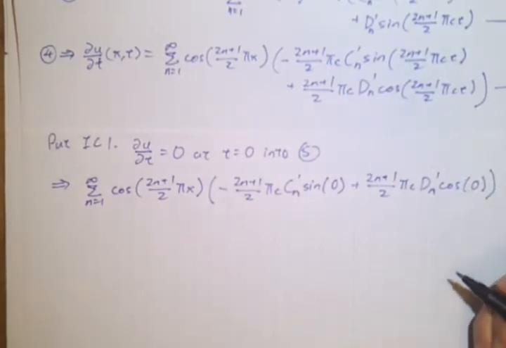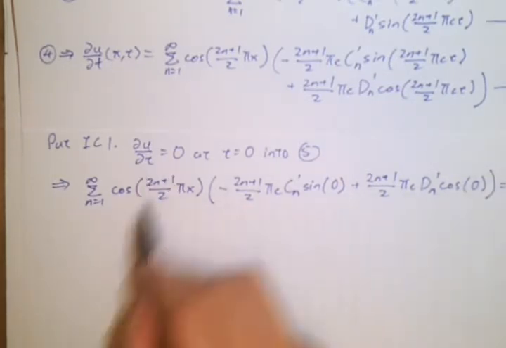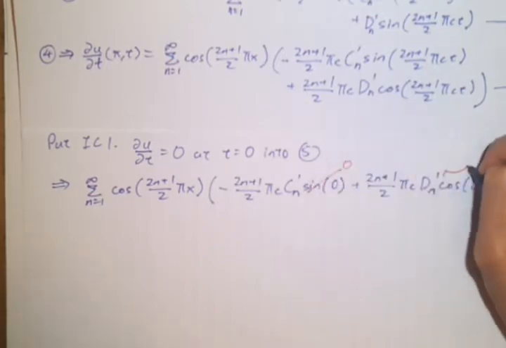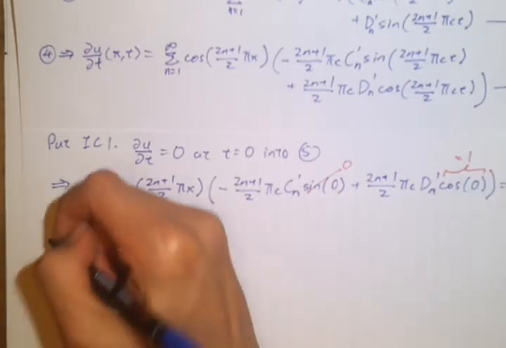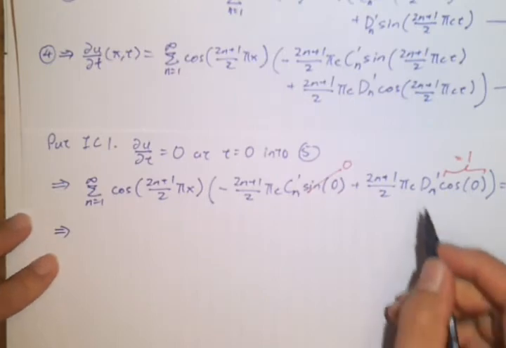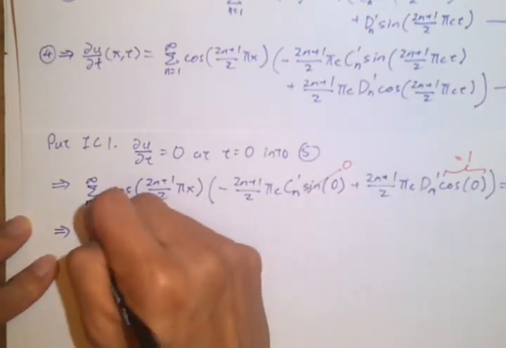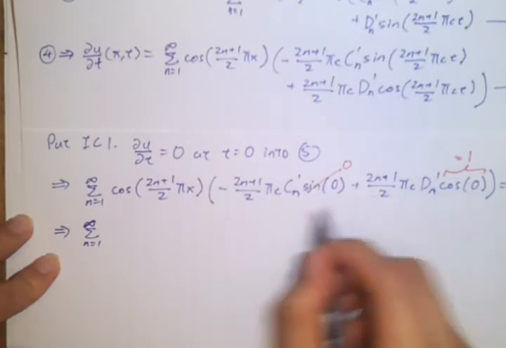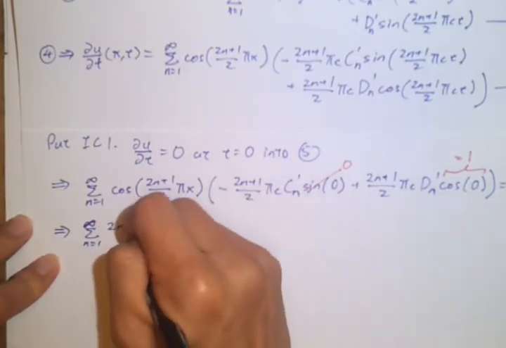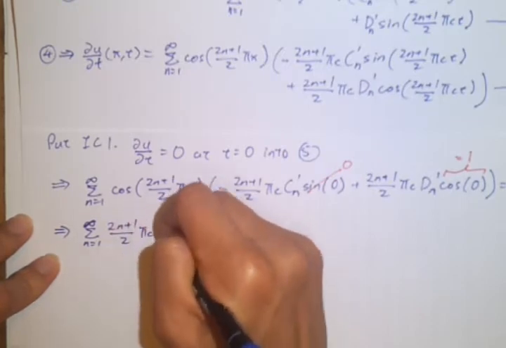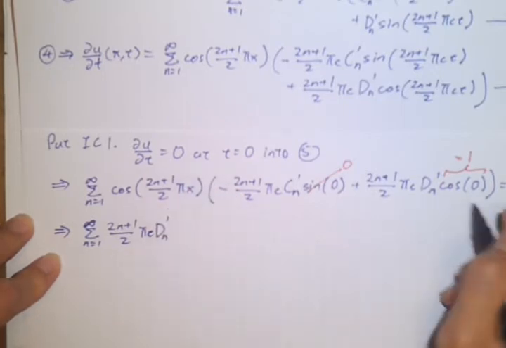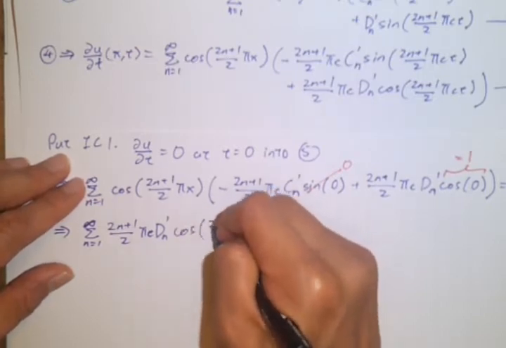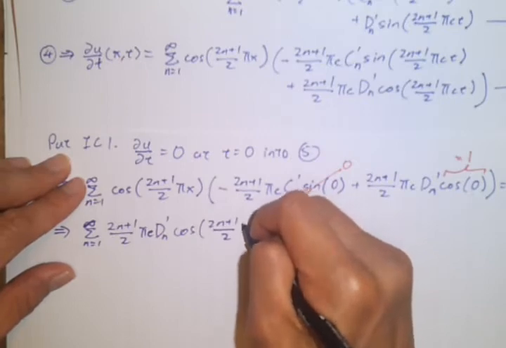Okay? And this has to be equal to 0, right? Okay, so again, sine 0 is 0, cosine 0 equals 1. So this means that I'm going to take these numbers out in front. So we have the sum to infinity of 2n plus 1 over 2 pi times small c dn prime, cos 0 is 1, times this cosine 2n plus 1 over 2 pi x.